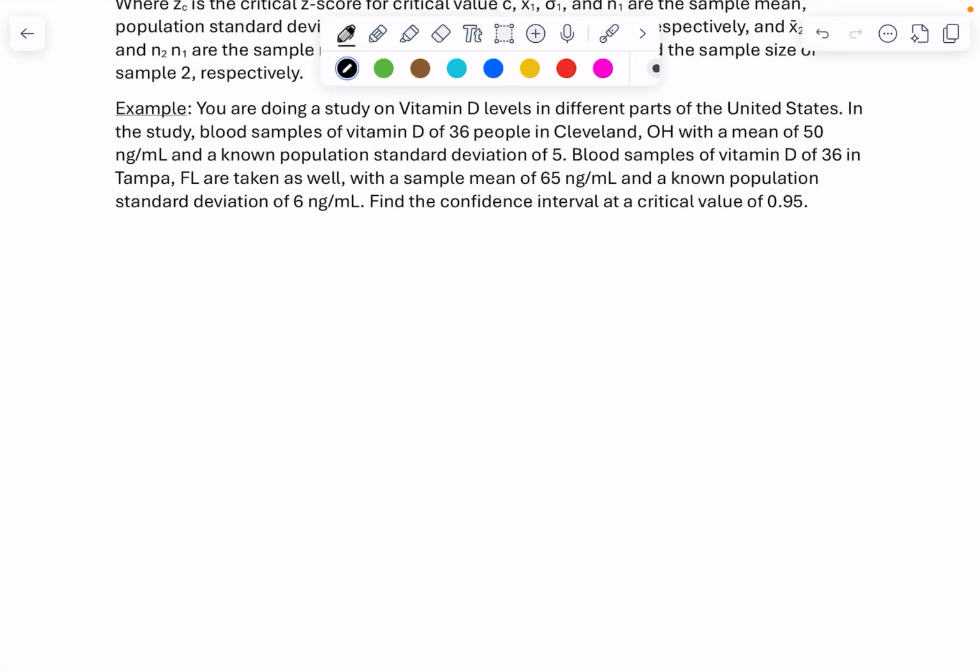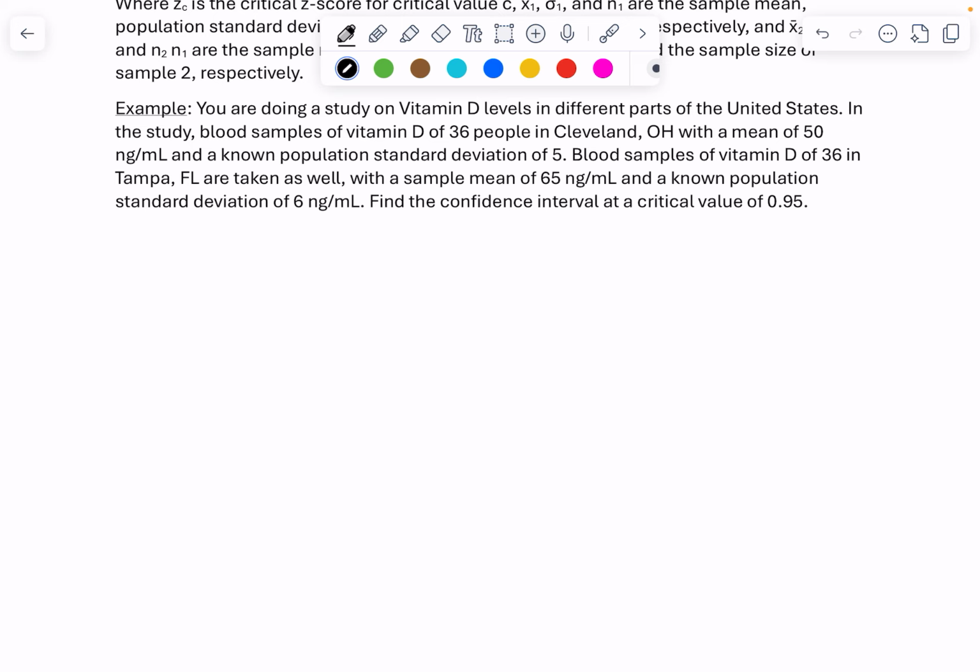Hello, welcome back. We're going to be doing an example of finding a difference of population means given two sample means. In this example, let's take the vitamin D study example that we were doing before.